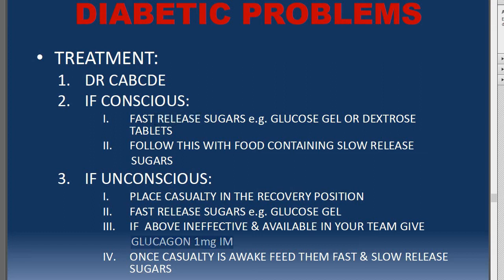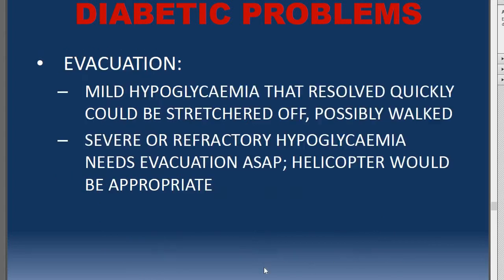Some teams might carry glucagon. That's a hormone that can be used. I think I've got some in my kit, but I've never used it. And it's not part of the kit 2 drugs, so you wouldn't be expected to administer that. Once a casualty is awake, feed them fast and out. I've already said that. Any questions on low blood sugar?